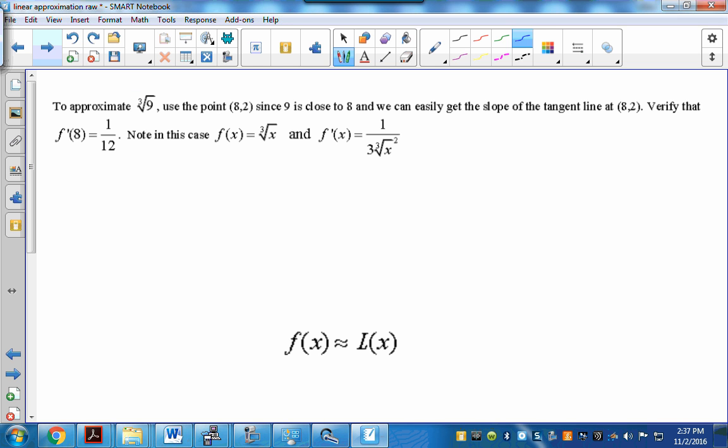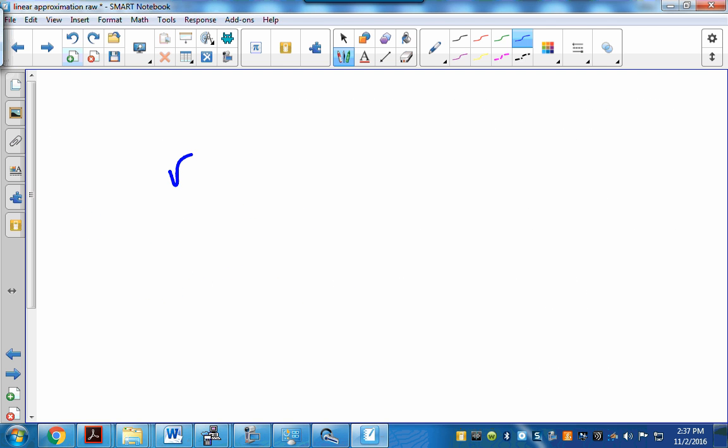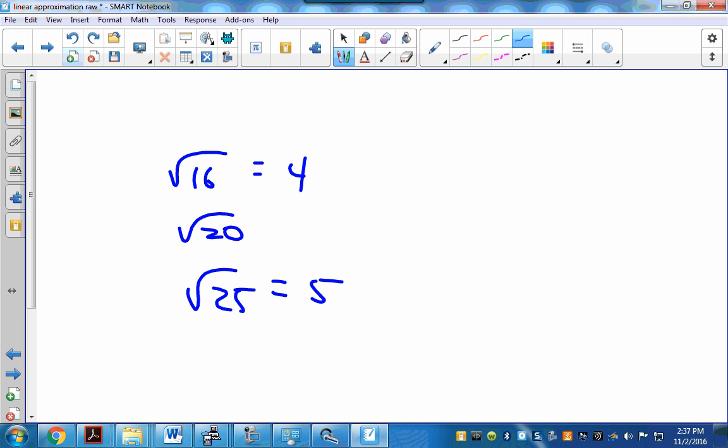In fact, if I pick on my discrete math class again, if I said the square root of 16 is 4 and the square root of 25 is 5, and I said, what's the square root of 20? Almost everybody would say 4.5, right? Which is the tangent line approximation. Now, they don't know that. They would just pick a number between 4 and 5. And it just so happens the tangent line gets to that location.